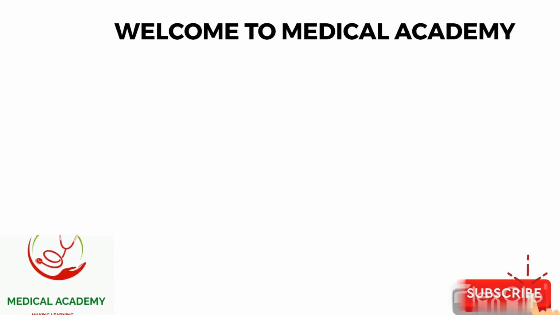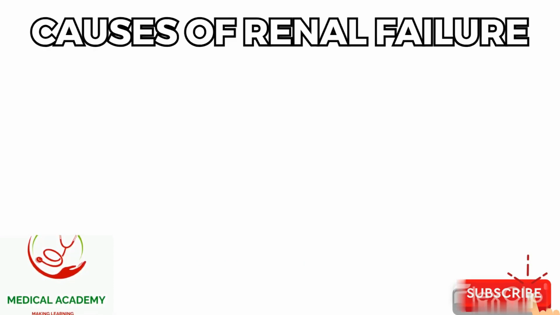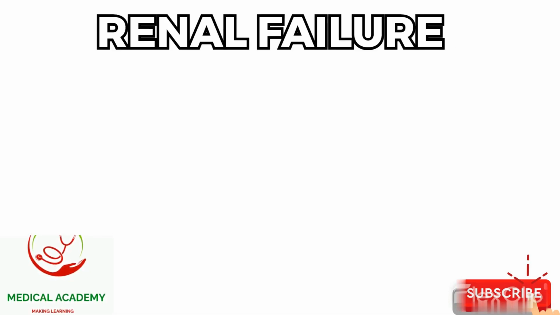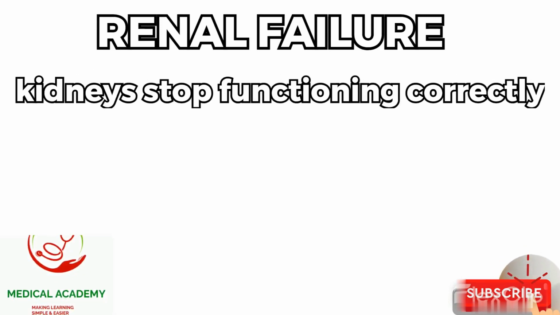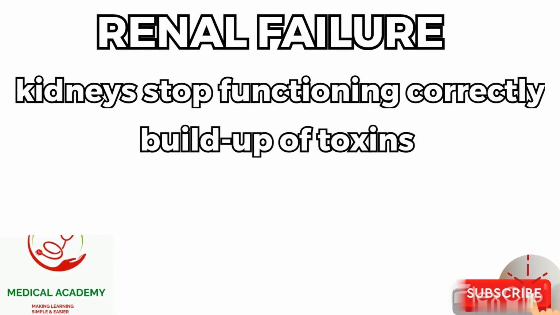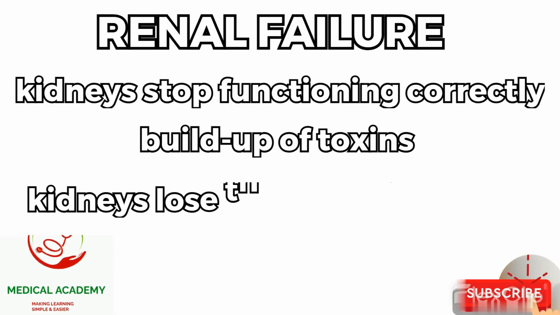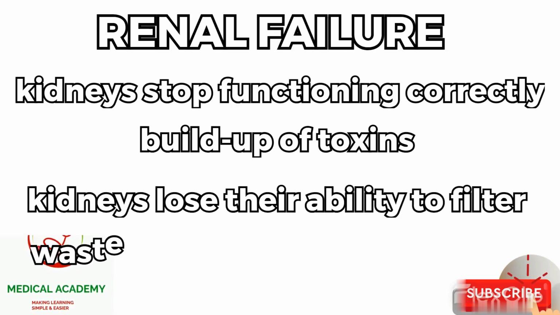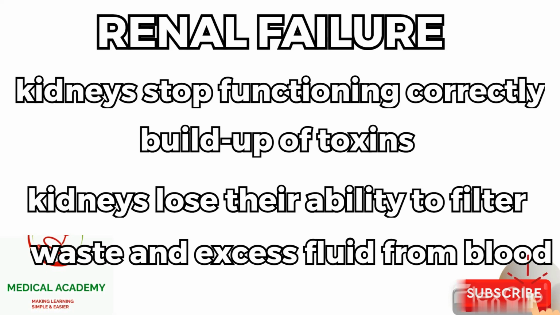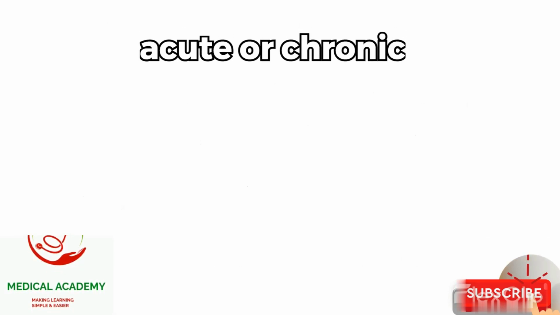In today's video, we're going to talk about the causes of renal failure. First, let's understand what renal failure is. Renal failure is a condition where your kidneys stop functioning correctly, leading to a buildup of toxins in your body. Renal failure occurs when your kidneys lose their ability to filter waste and excess fluid from your blood. It can be either acute or chronic, and it's a severe condition that requires immediate medical attention.